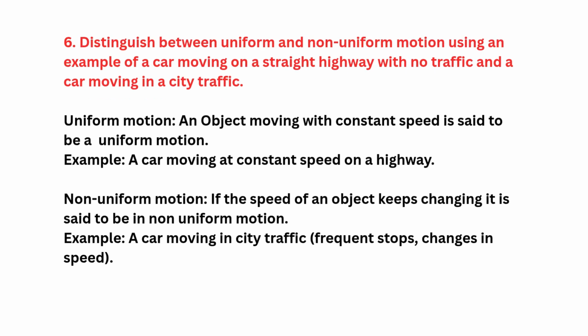Next: distinguish between uniform and non-uniform motion using the example of a car moving on a straight highway with no traffic and a car moving in city traffic. Uniform motion: an object moving with a constant speed is said to be in uniform motion. Example, a car moving at constant speed on a highway. Non-uniform motion: if the speed of an object keeps changing, it is said to be in non-uniform motion. Example, a car moving in city traffic, with frequent stops and changes in speed.